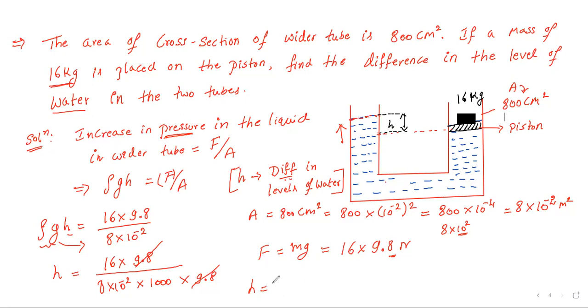Here 8 into 10 power minus 2, the 8 on both sides will be cancelled. Take it to numerator, 10 power plus 2 it becomes. And here 1000 is there, you can do it as 10 power 3. Totally here 2 into 10 power minus 1 will be multiplied. 2 into 10 power minus 1 it becomes. So that will be 0.2 meter. So this is the h.